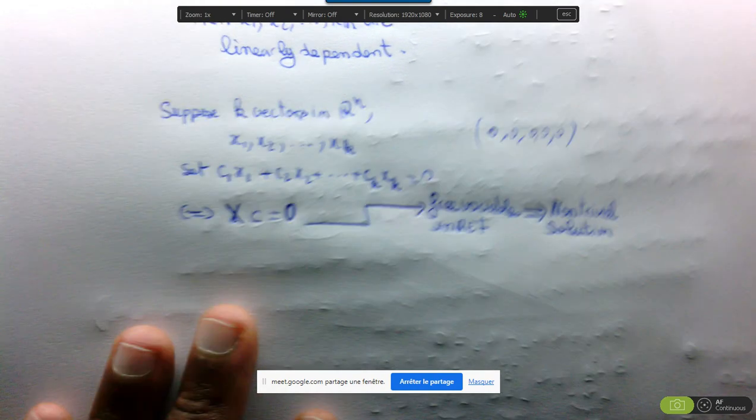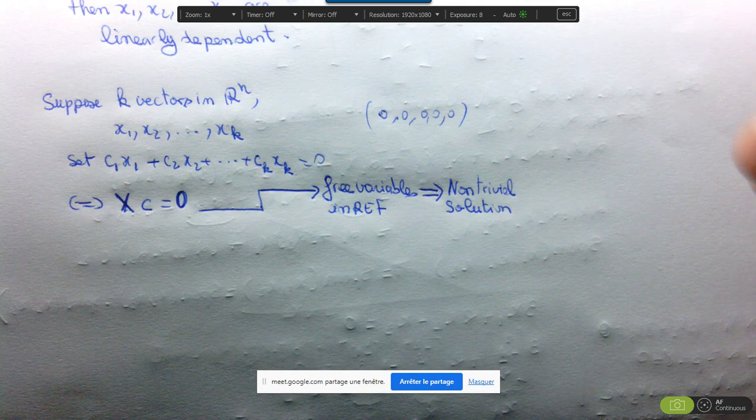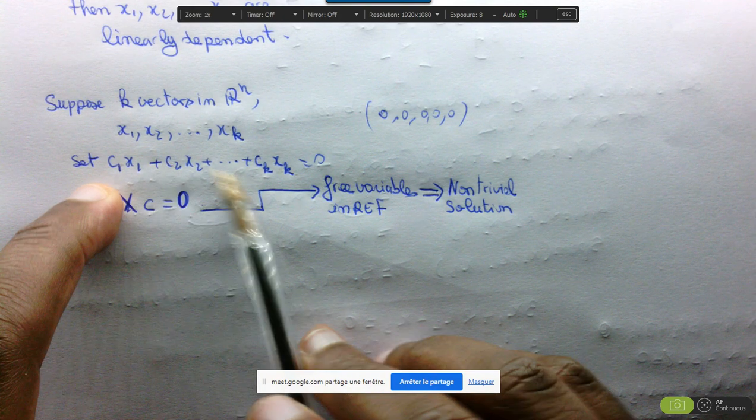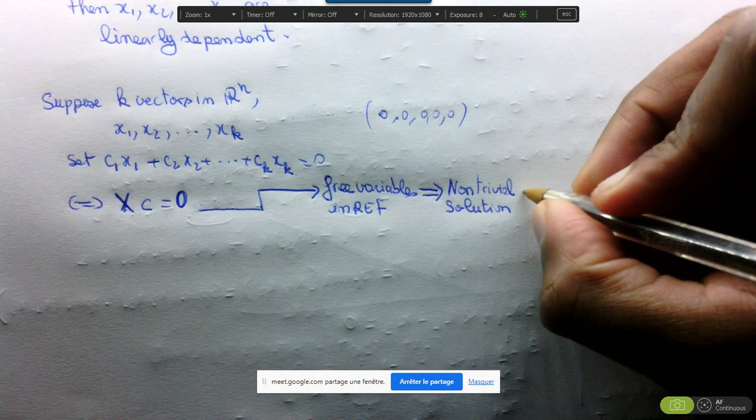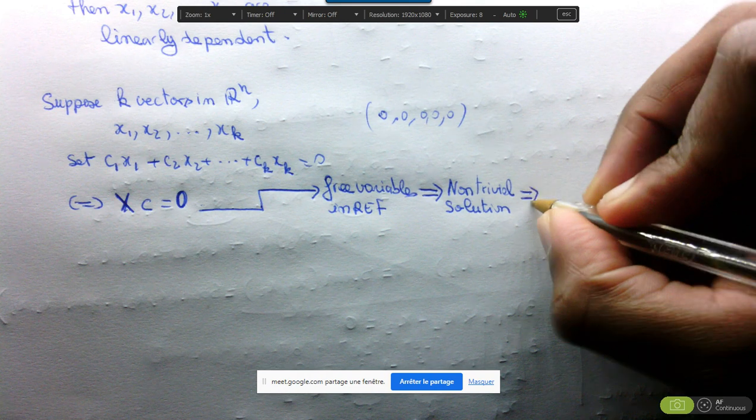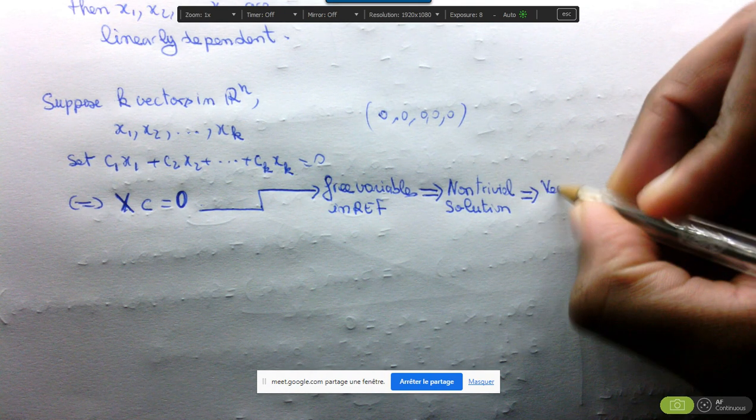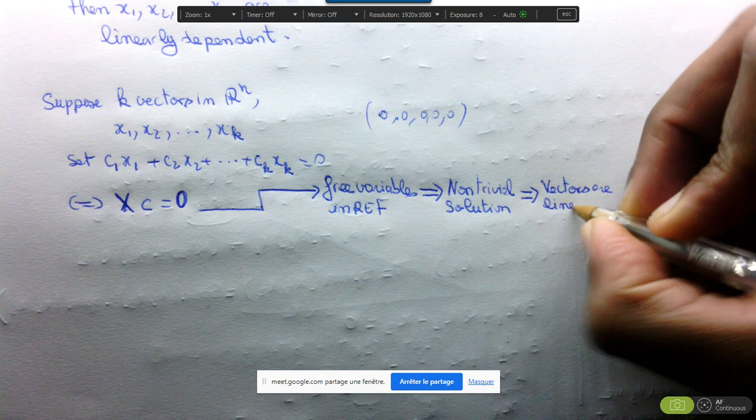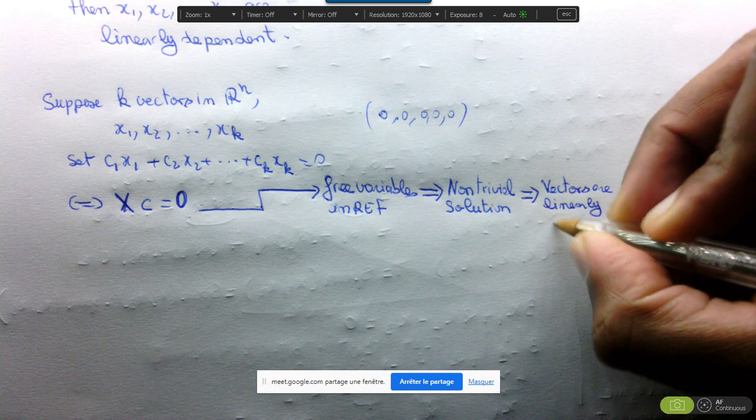Now suppose I have a non-trivial solution. That means I will have some coefficients here that are not equal to 0, because I have some free variable. So the vectors are linearly dependent.